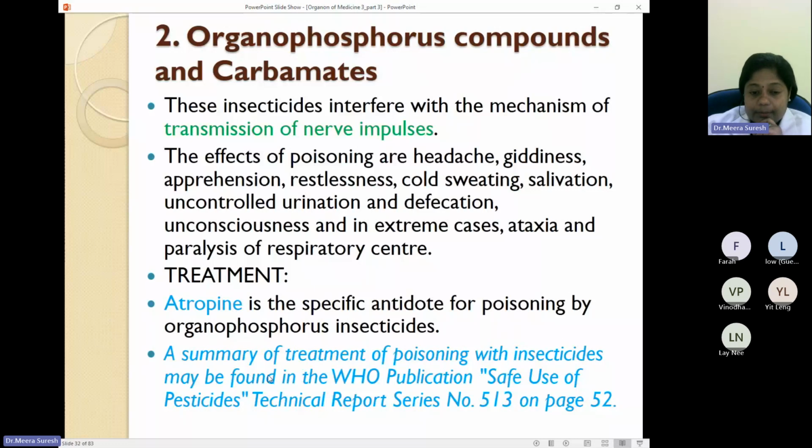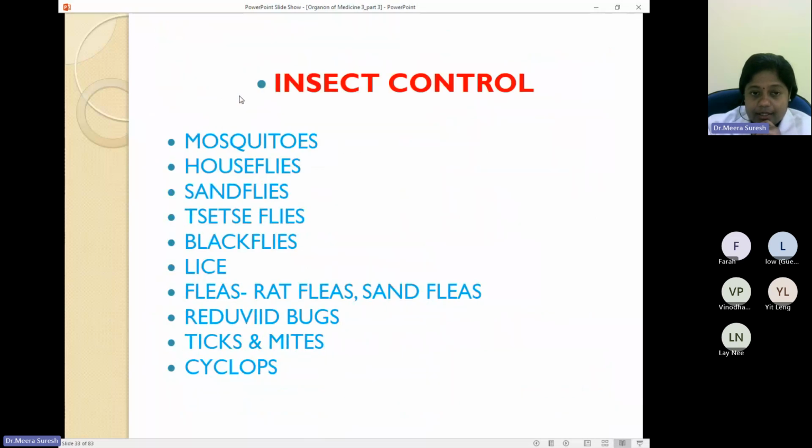And this is a book, the technical report series from WHO, where it mentions, in case of various types of insecticides, what treatment is to be used for poisoning. So you can go through it for your information. For our study purpose, I put only two important things, these two slides, nothing else.